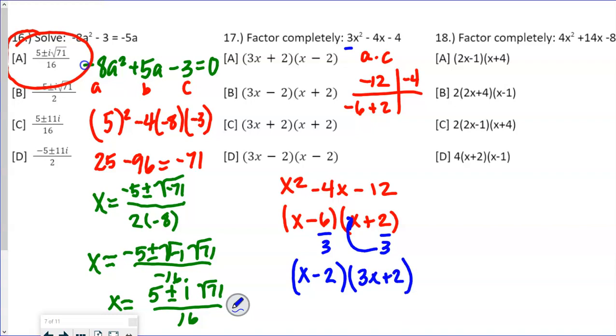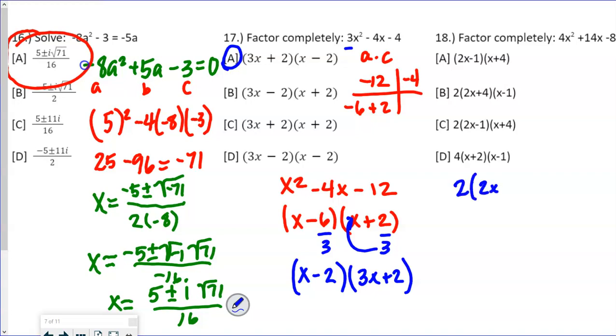Okay, so it's going to be x minus 2 and 3x plus 2. So where's that answer? Yeah, I think it's A, y'all. It is. Okay. So then this next one says factor completely again. So remember, our first step is always what? A GCF. So we're going to do that first.